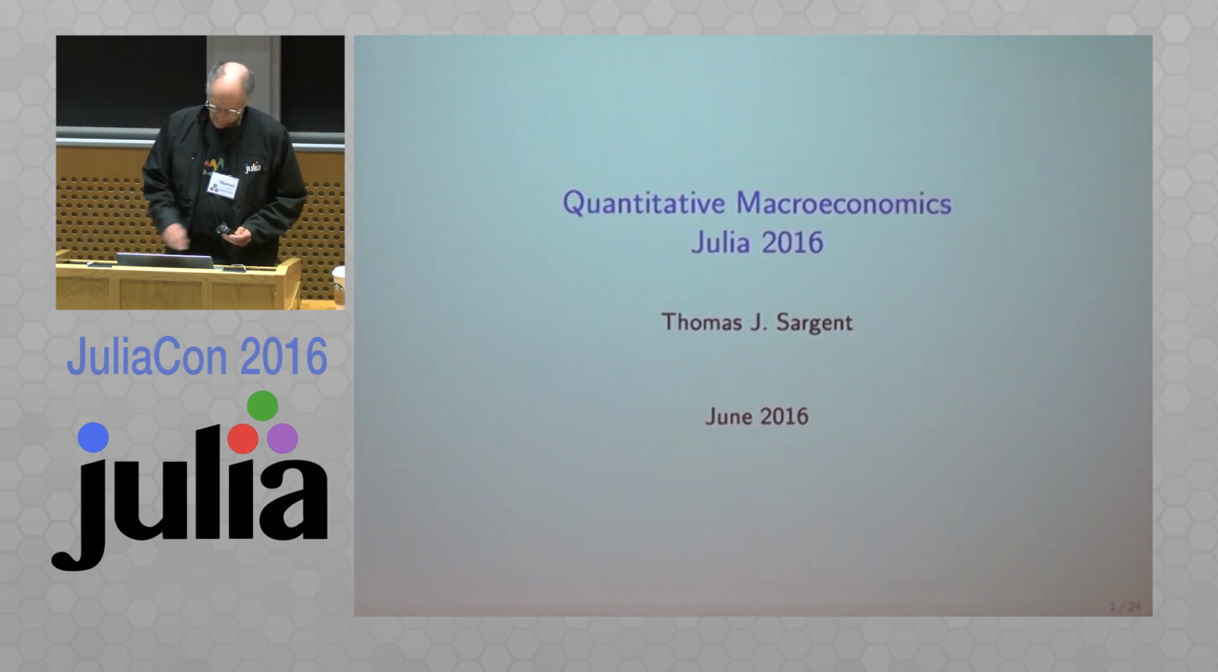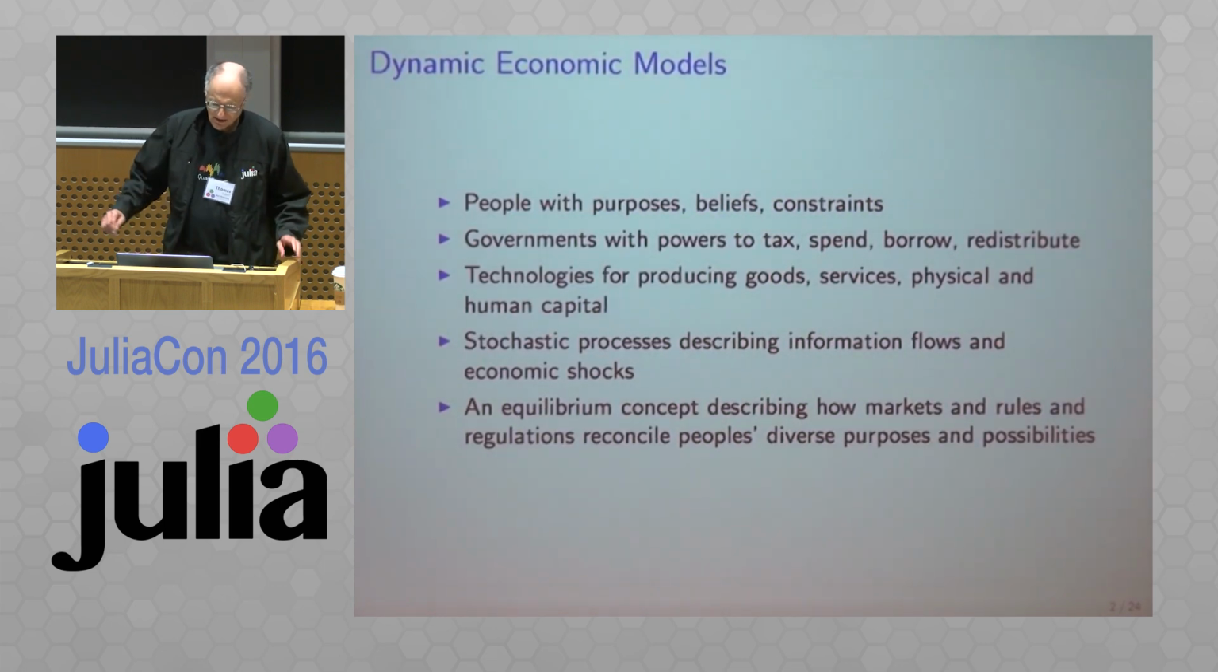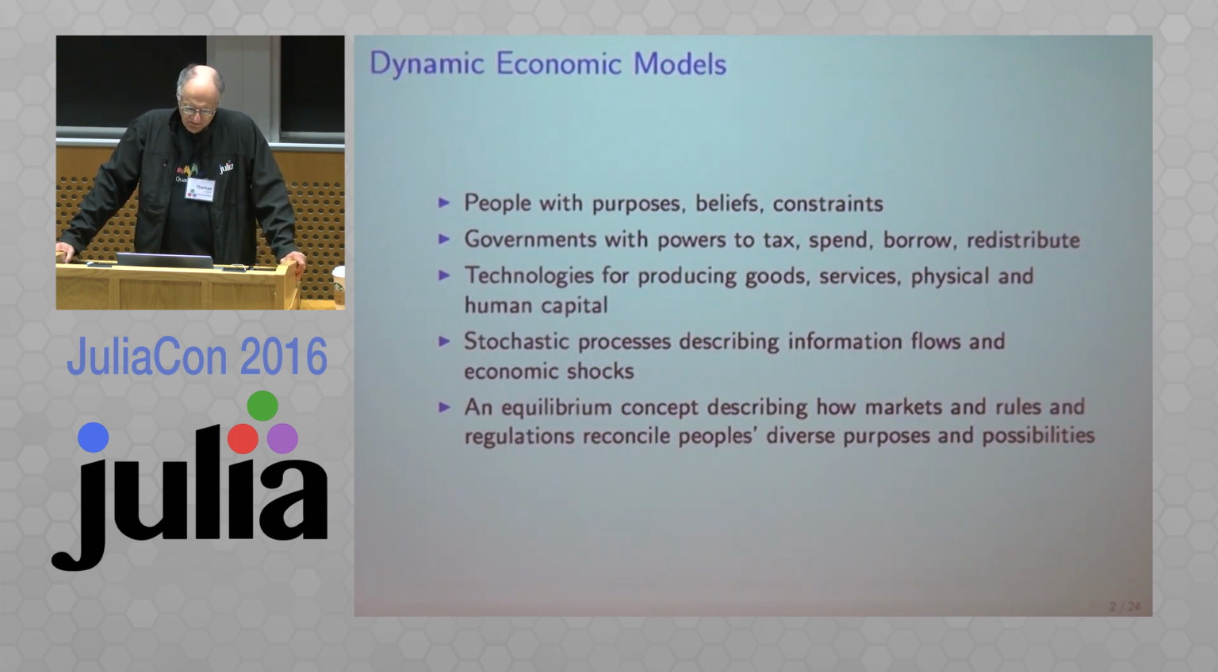So first I'm going to tell you what a dynamic economic model consists of. The question is, what are the fundamental objects in play on the table? So there's going to be people. Now I'm going to convince you that I have a peculiar idea of what a person is in a minute. What these people have is purposes, beliefs, and constraints.